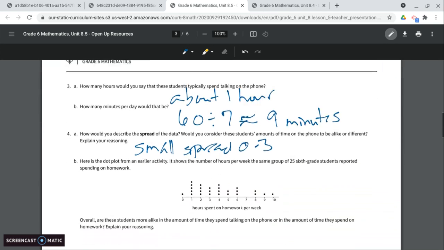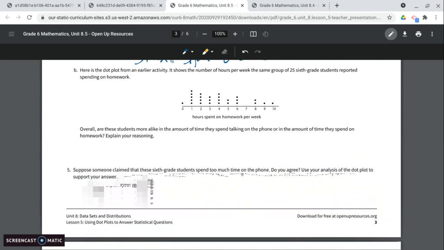All right, so here's a dot plot from an earlier activity. It shows the number of hours per week the same group of 25 sixth grade students reported spending on homework. Overall, are the students more alike in the amount of time they spend talking on the phone or the time spent on their homework? That'd be time spent on the phone. It's a much closer together spread with less variability.